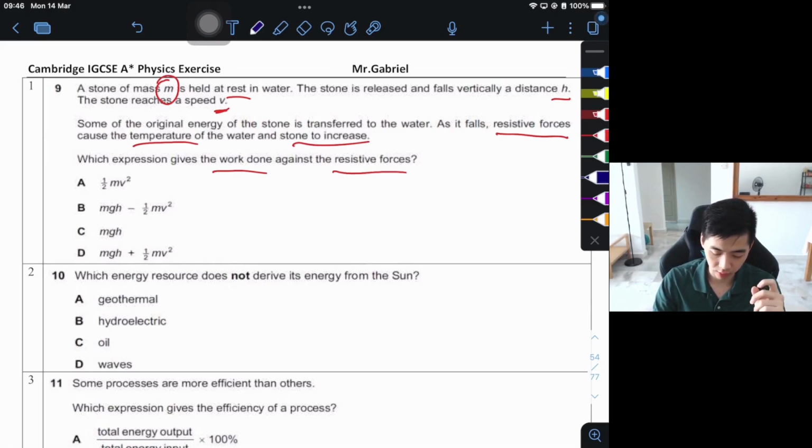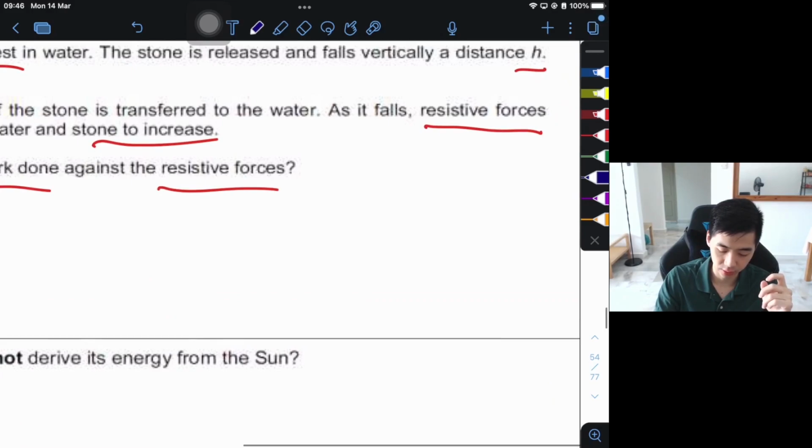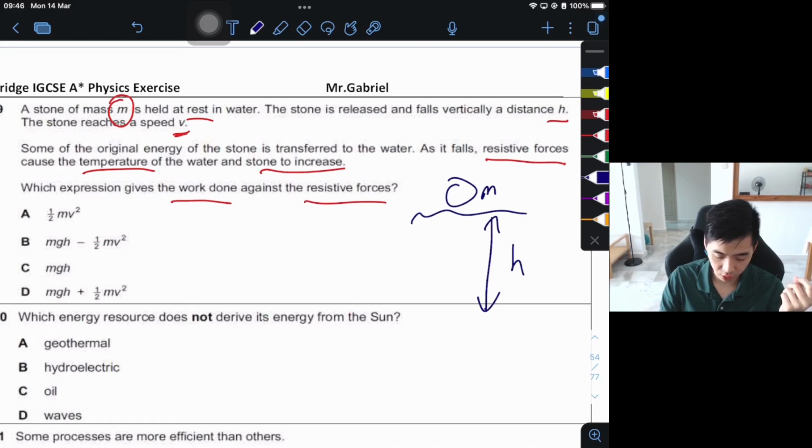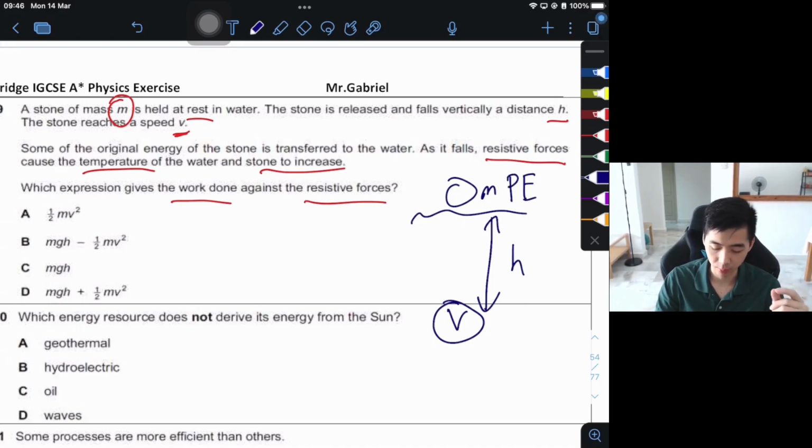Now, if I want to draw the diagram here, it will look something like this. There is a stone resting on top of the water with a mass m. It will fall a certain distance of h. It will reach a velocity of v at the end, and in between the top and the bottom, this is obviously going to be potential energy. And at the bottom, the potential energy has converted into kinetic energy.